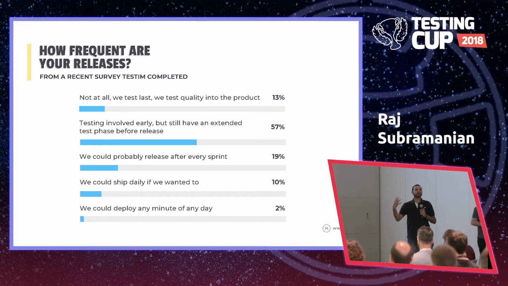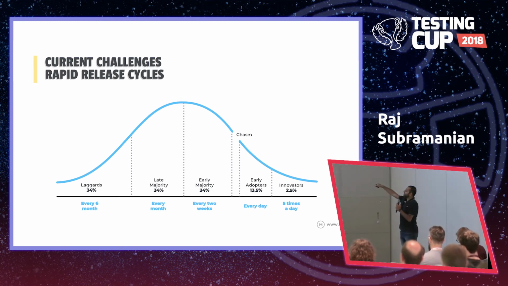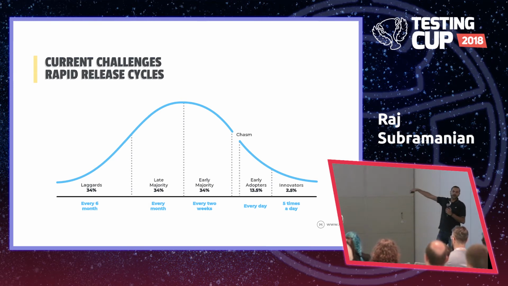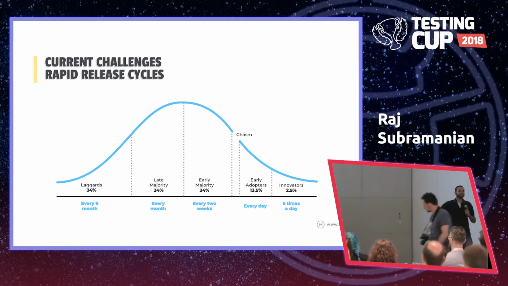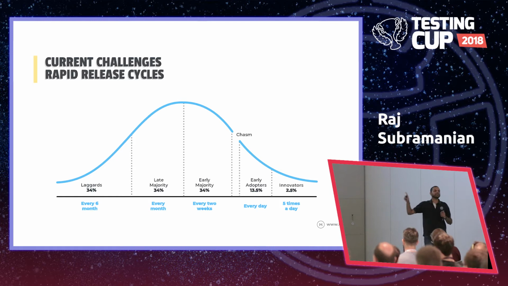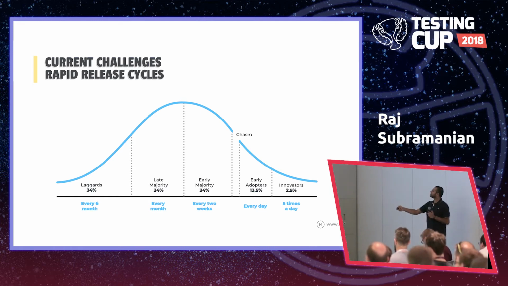Now if you want to visualize the survey, this is how it's going to look. We have the laggards at one end of the spectrum, and then you have the innovators who release multiple times a day. In each phase, you have different challenges, and these are important to know because I'm going to talk about how AI is going to help solve these challenges.